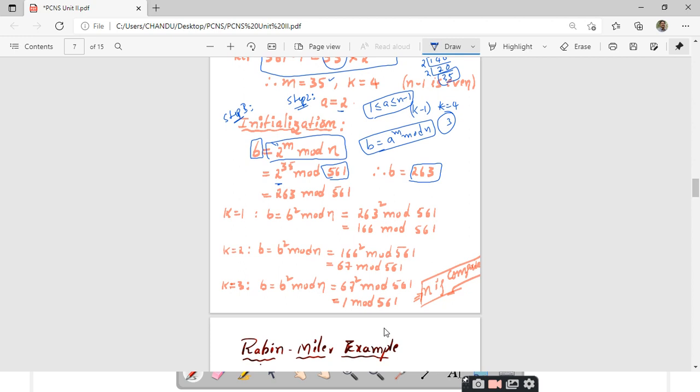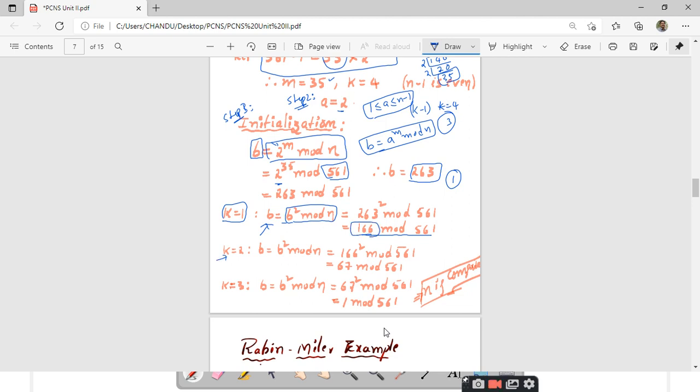Once you calculate the value of b, it is not equal to 1, right? If it is 1, then you can simply say that the given number n is prime. Therefore you have to enter into the loop. So I take k equal to 1, b equal to b square mod n. So I calculate the new b with the old b. Old b is 263, so 263 whole square mod 561 is 166.